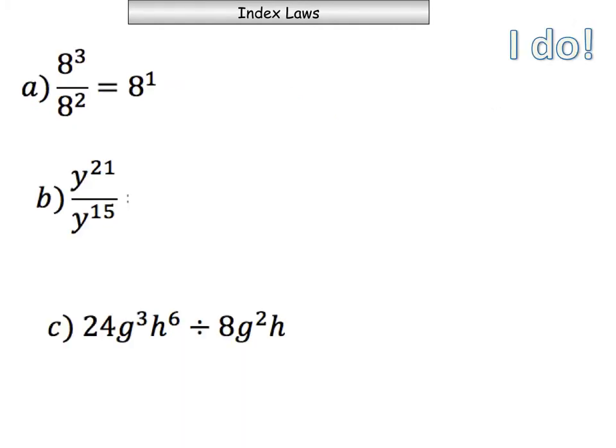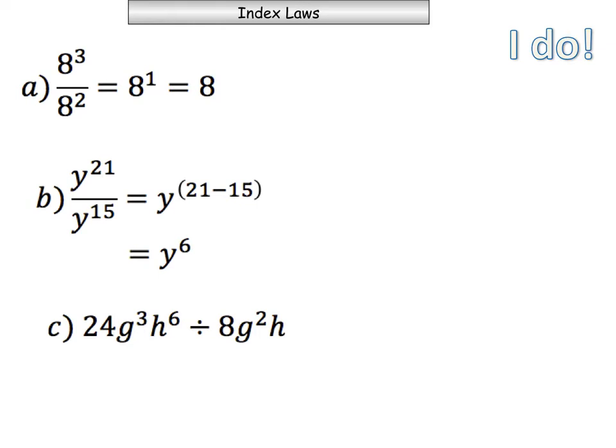Alright, this is a section where I'm going to show you what to do. Just subtracting the powers: 3 minus 2 is just 1. Y to the power of 21 divided by y to the power of 15. I'm just going to do the exact same thing with that. 21 minus 15 gives us y to the power of 6.